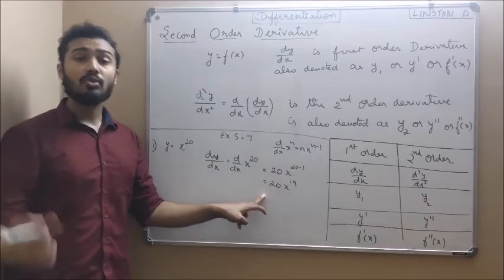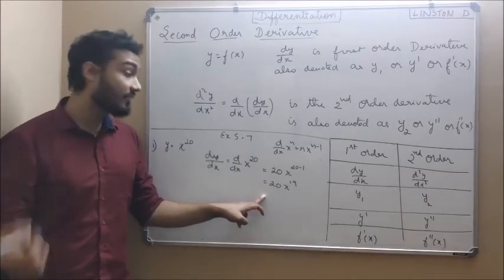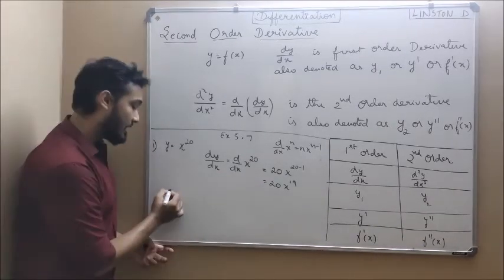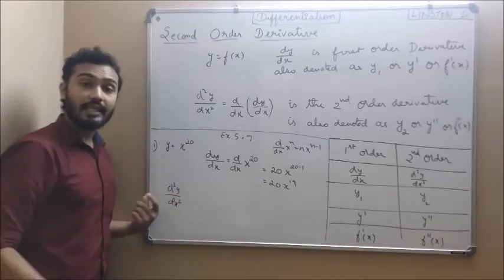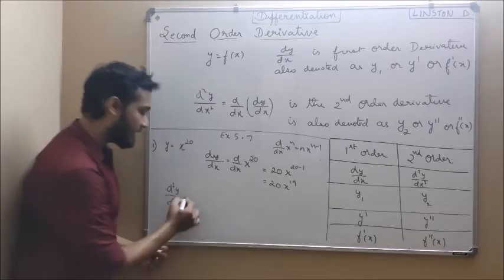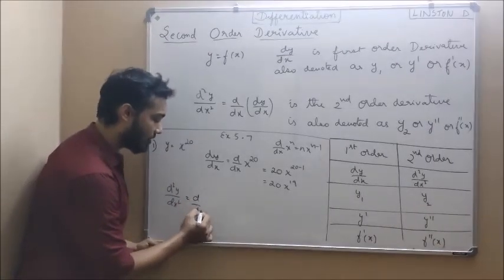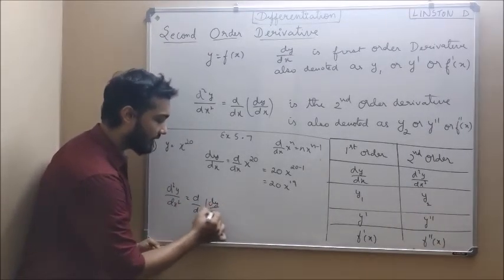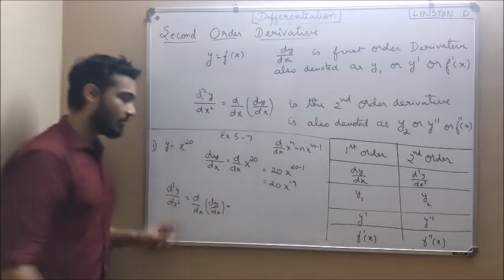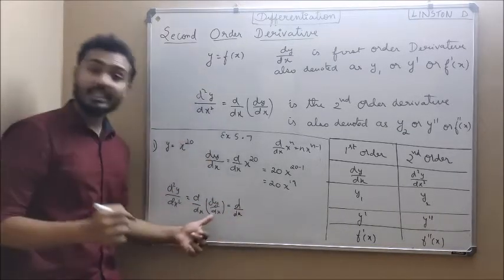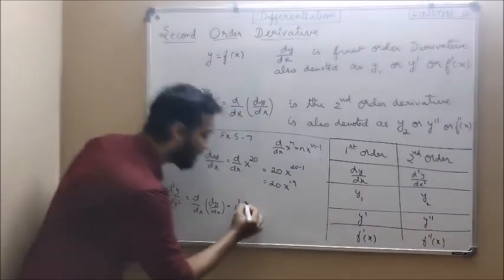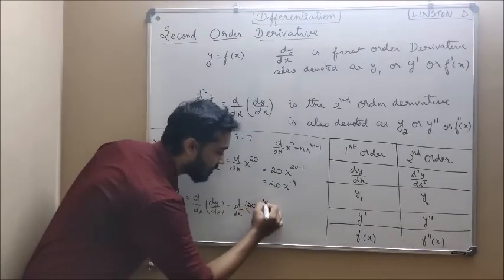Next, how to find the second order derivative? We have to differentiate this once again. So the second order derivative d square y by dx square is nothing but d by dx of dy by dx. So this is equal to d by dx of, what is dy by dx? It is nothing but 20 into x to the power 19.